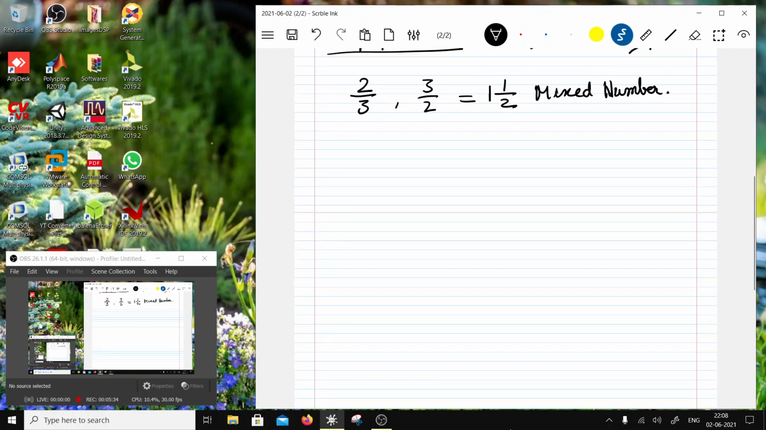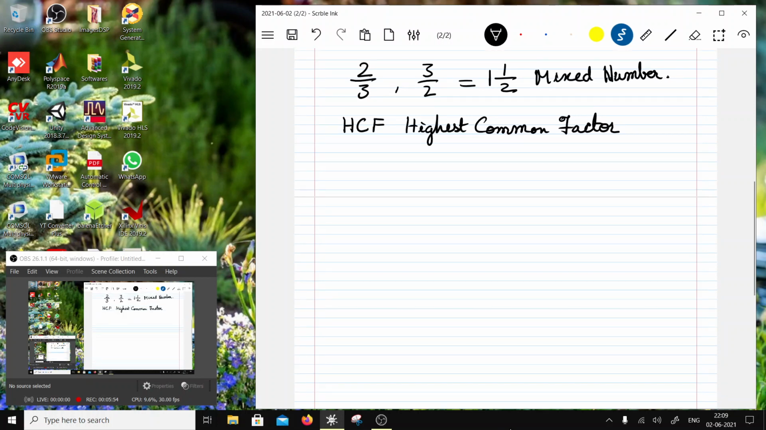Let's do simple mathematics on addition, but before that we have to touch upon a topic called HCF, or highest common factor. If there are two numbers, I want to find out what is the highest common factor among them.